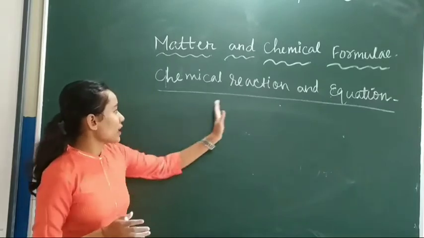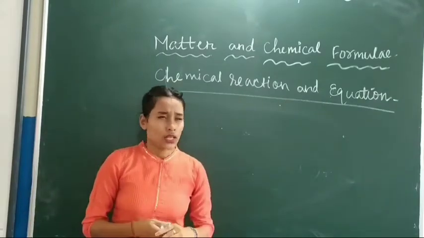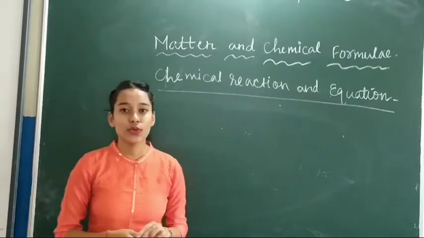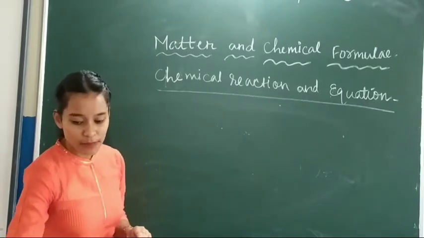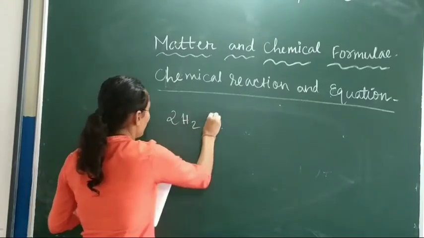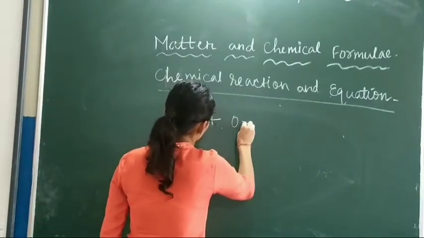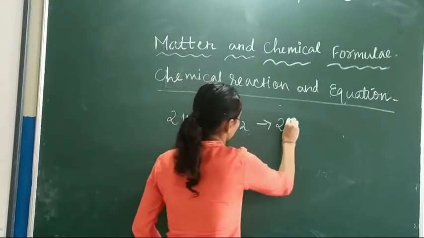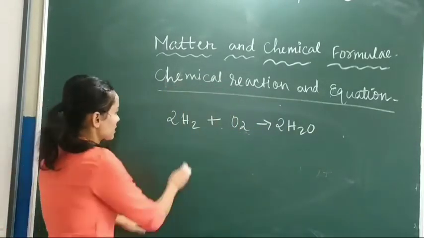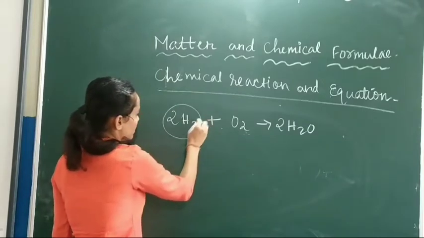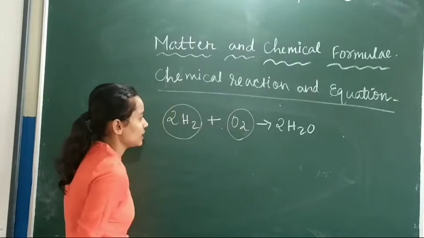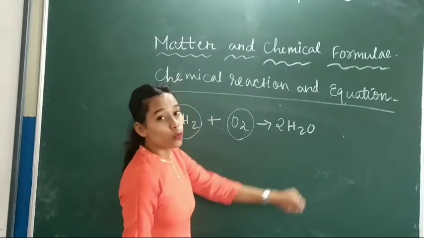Now we will discuss chemical reactions and equations. So what happens in a chemical reaction? You see, 2 substances combine together to form 1 substance. Now you see what happened? 2H2 when reacting with oxygen will give what? 1 substance. 2 molecules of hydrogen when reacting with 1 molecule of oxygen give what? 2 molecules of water.